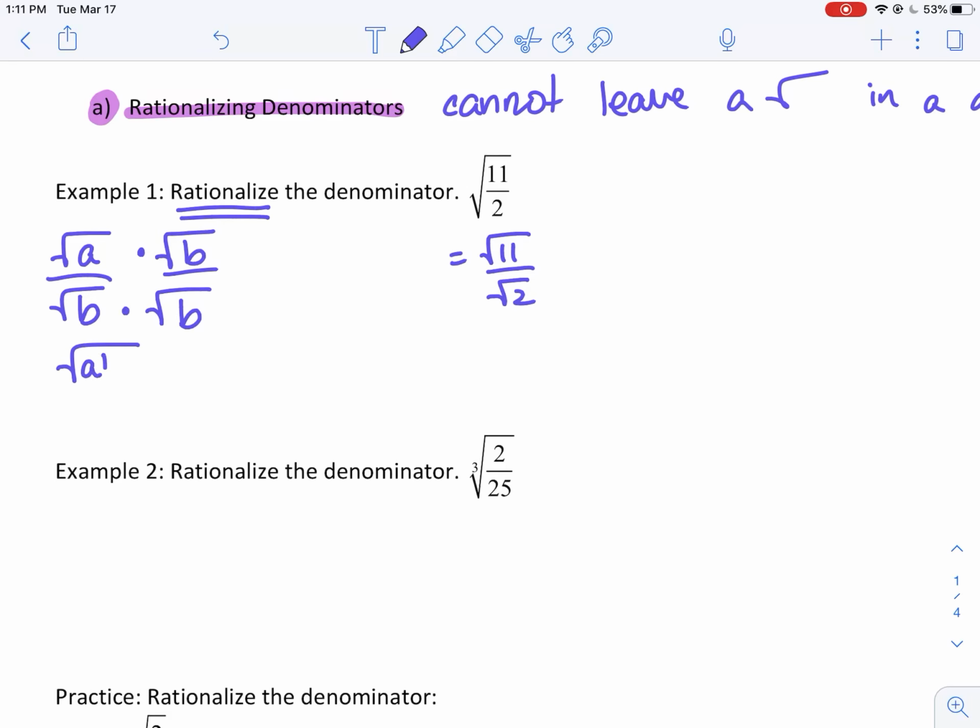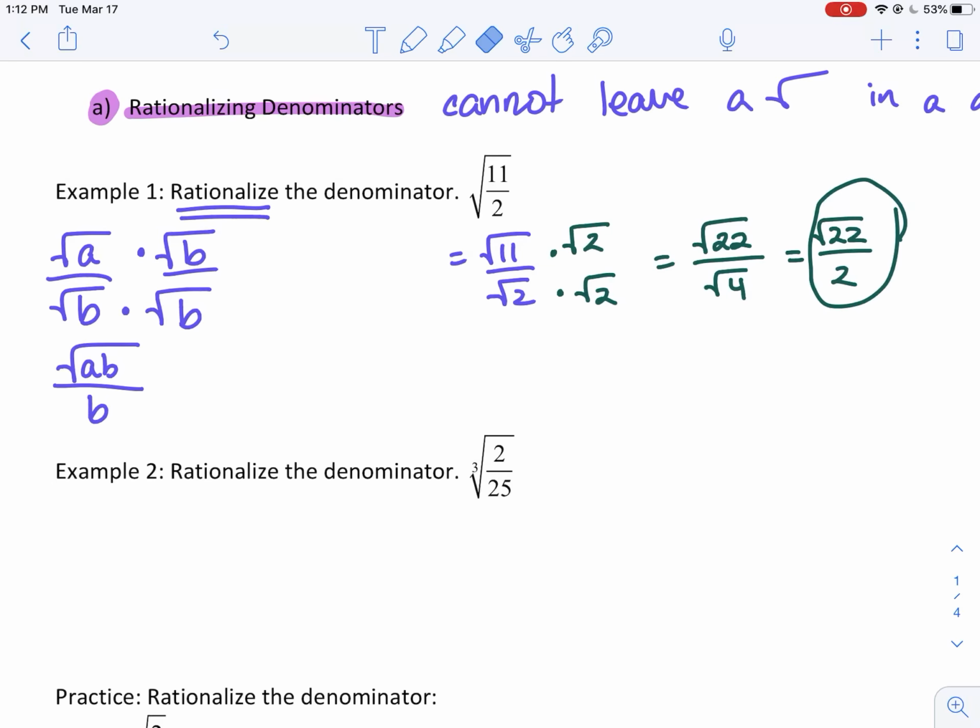And so when I do this, I get the square root of a times b over just b, right? So here, I'm now going to multiply the top and bottom of my fraction by root 2. Root 11 times root 2 is root 22. Root 2 times root 2 is root 4. But what is the square root of 4? It's 2. And so now we have rationalized, and this is our answer, the way that we leave it. And we know it's our answer because there is no radical left in the bottom of the fraction.